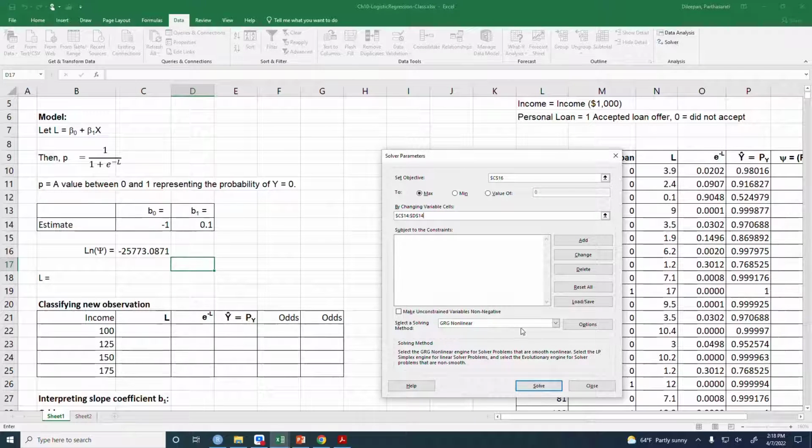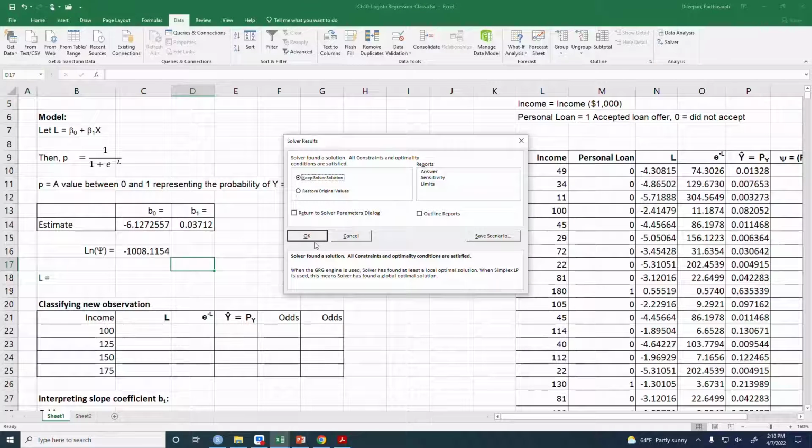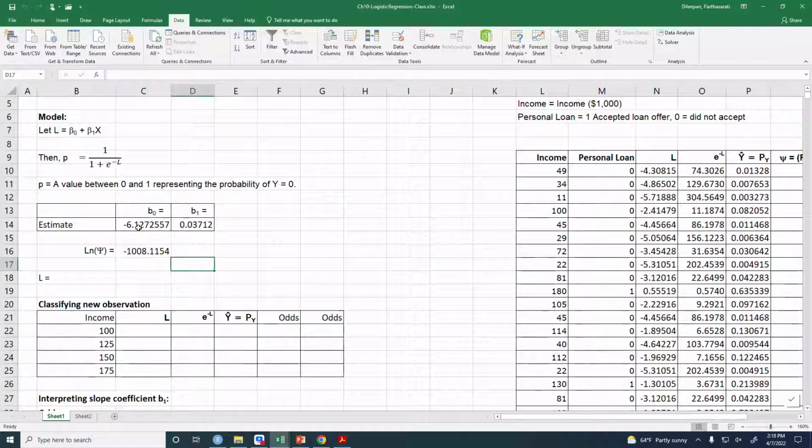We have to make sure that we select GRG nonlinear, because it's a nonlinear problem, because the sum here, the objective function, is a sum of logarithms, and that's not linear. So then solve, and now you have an estimate for b sub 0 and b sub 1. And this is the maximum possible value for the logarithm of all of those.